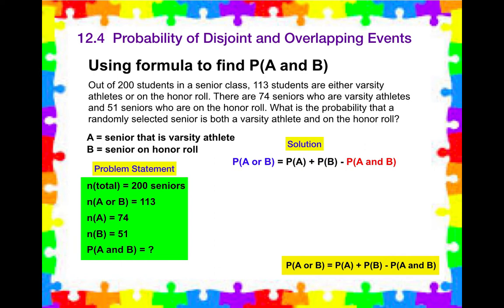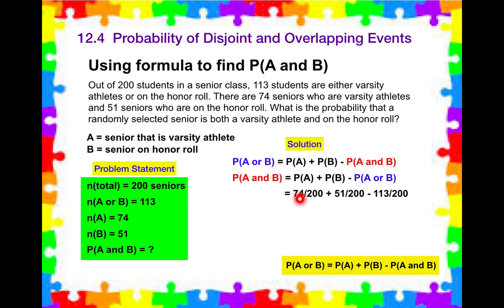The way that we do it is we use the probability of A or B is equal to the probability of A plus the probability of B minus the probability that they're both happening at the same time. So we take that and we do a little algebra: we add this to both sides, and we subtract this from both sides. So we end up with that over here. So now we just start filling in the probabilities.